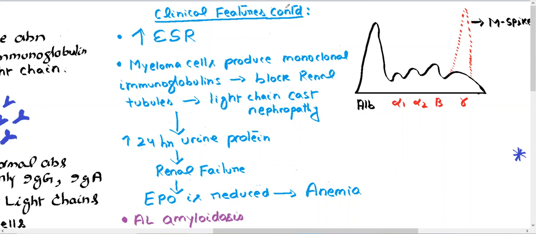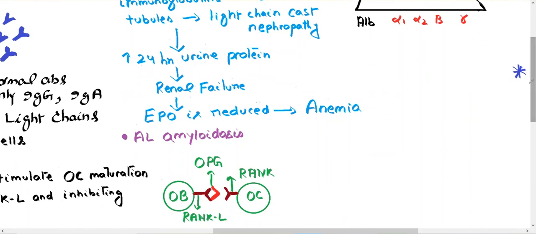Okay, and why is there renal failure in multiple myeloma? Multiple myeloma cells produce monoclonal immunoglobulins, okay, and they block the renal tubules, leading to light chain cast nephropathy. So these light chains block the tubules and cause nephropathy, okay, and there is also an increase in the 24-hour urinary protein, and when the tubules are blocked, they will lead to renal failure.